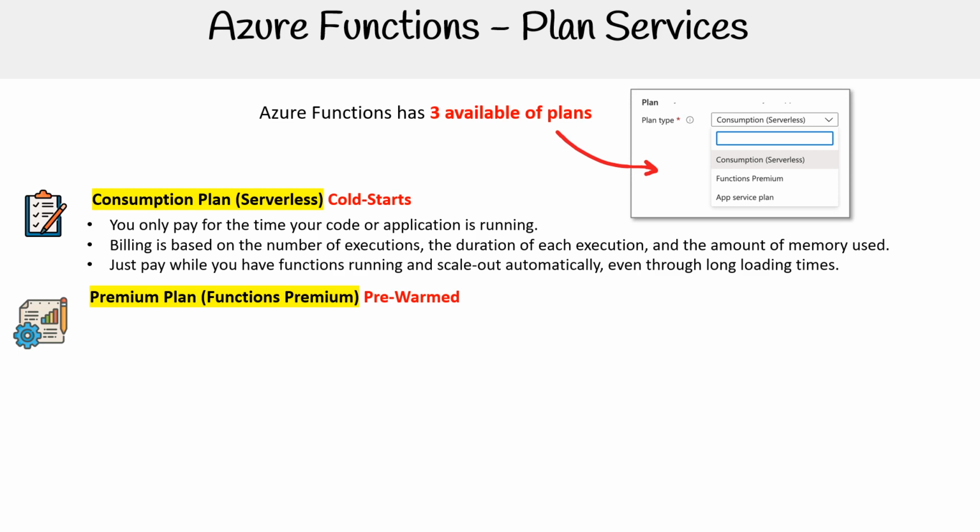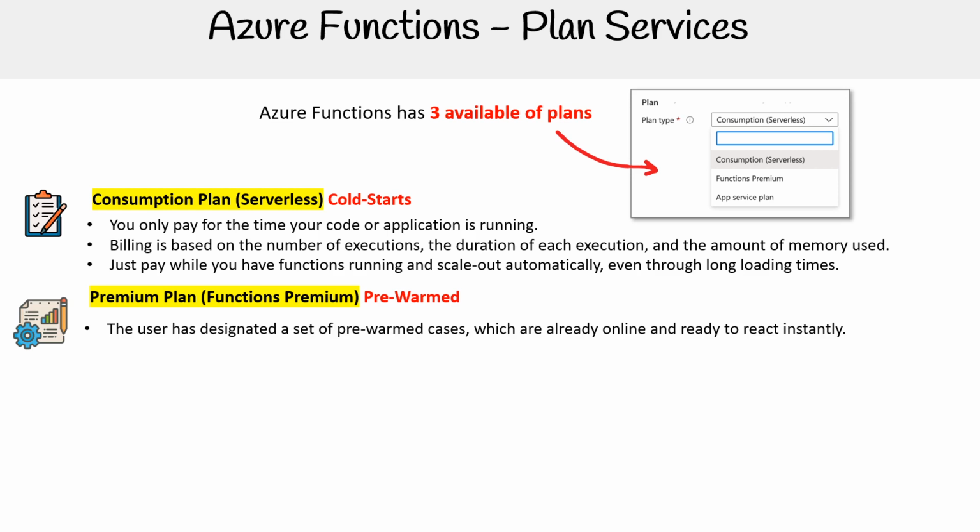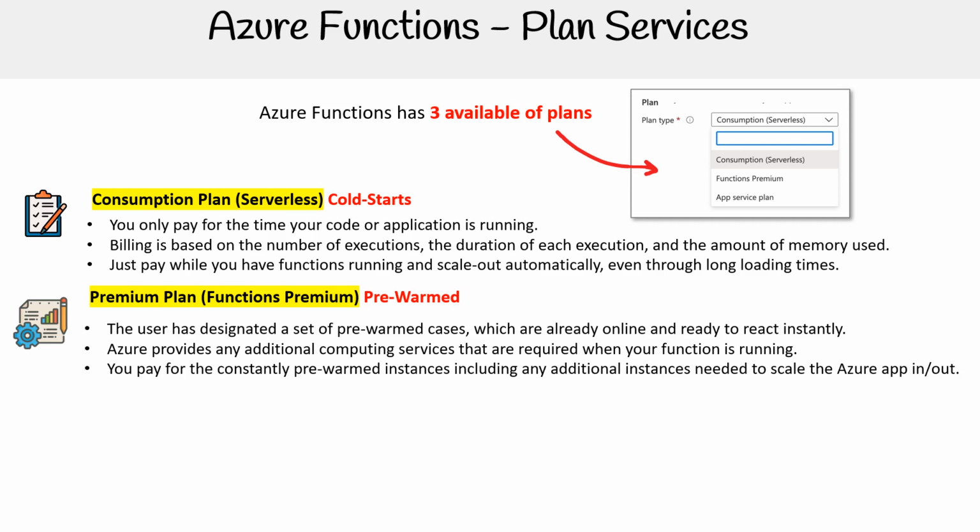Then you have premium plan. These are Functions Premium. This is where we have pre-warmed compute underneath. So the user has designated a set of pre-warmed instances, which are already online and ready to react instantly. Azure provides any additional computing services that are required when your function is running. You pay for the constantly pre-warmed instances, including any additional instances needed to scale the Azure app in and out. Azure Functions host instances are added and removed based on the number of incoming events.